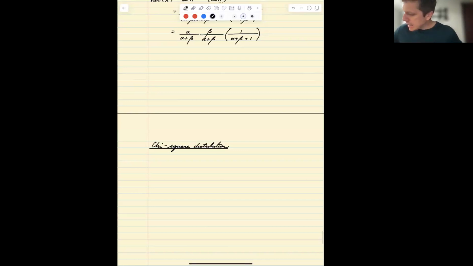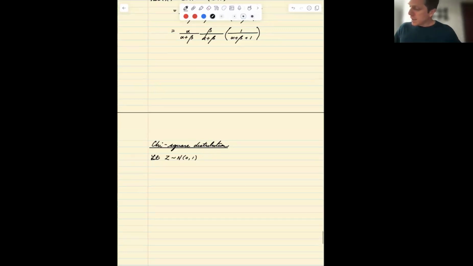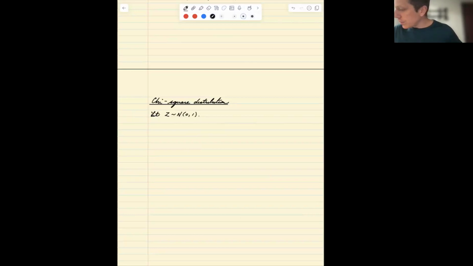So let's let Z be standard normal and consider the square of that, okay? So if Z is standard normal, then Z squared is gamma 1/2, 1/2.